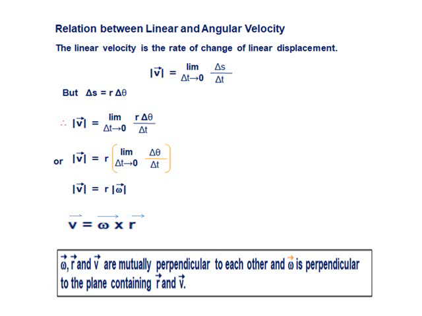But if we have to represent it vectorially, then it will be vector v is equal to omega cross r, and it is known as the cross product, which we will study in the chapter rotational motion.